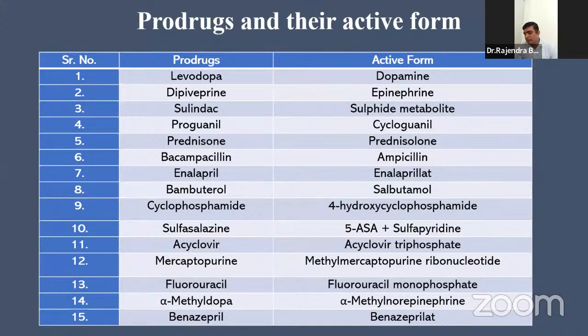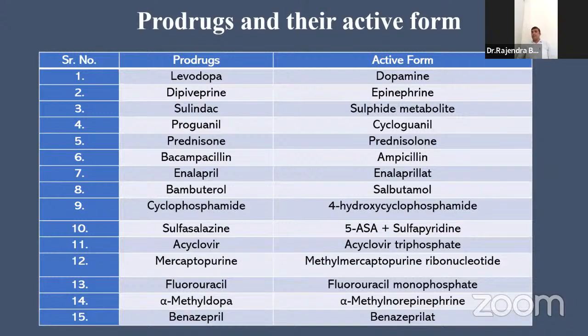Prednisolone, which is a glucocorticoid, that is a steroid. Then bacampicillin, ampicillin. You know, ampicillin is chemically alpha-aminobenzyl penicillin. What is ampicillin? Ampicillin comes under the class of aminopenicillin. Ampicillin comes under the class of extended penicillin. Right? Chemically, it is aminopenicillin: ampicillin and amoxicillin. Next is bambuterol, salbutamol. As you know very well, the beta 2 agonists.